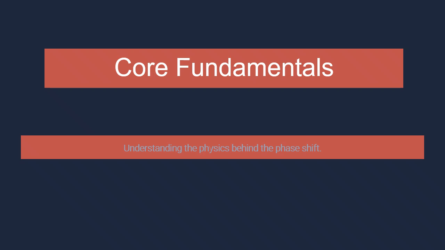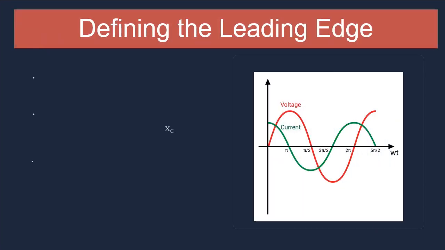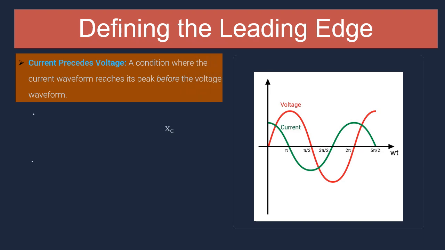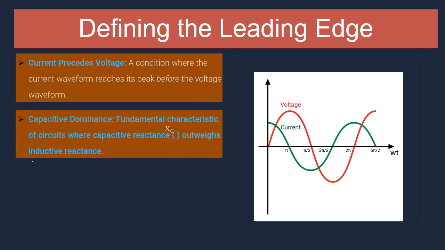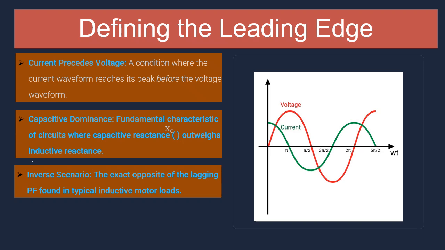Defining the leading edge. The simplest definition of a leading power factor is the phase relationship where the current precedes voltage. As you can see on the waveform, the current reaches its peak before the voltage does. This condition is the direct result of capacitive dominance, meaning the overall circuit impedance is dominated by capacitive reactance, X_C. As the formula shows, capacitive reactance is inversely proportional to frequency and capacitance.